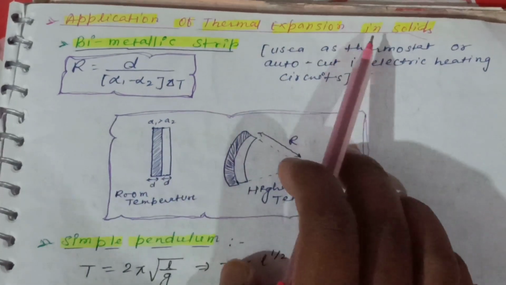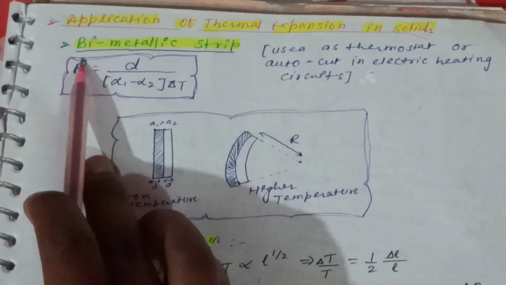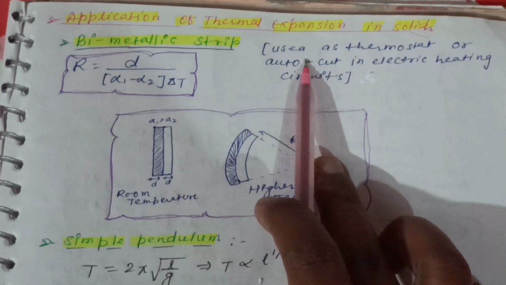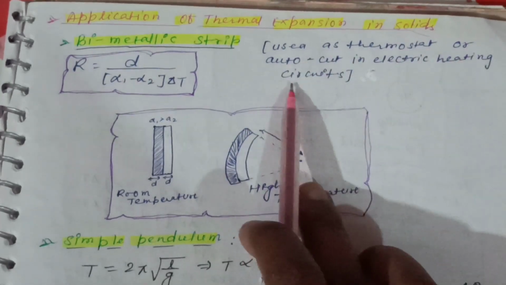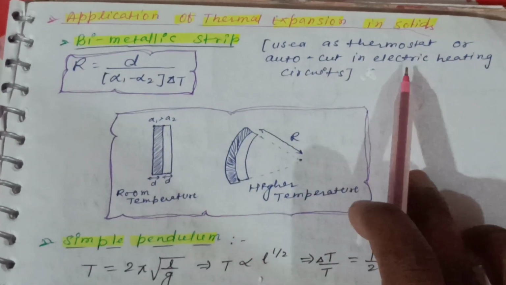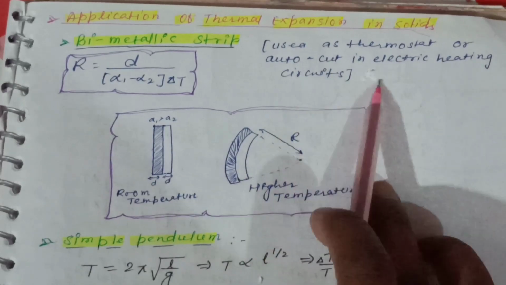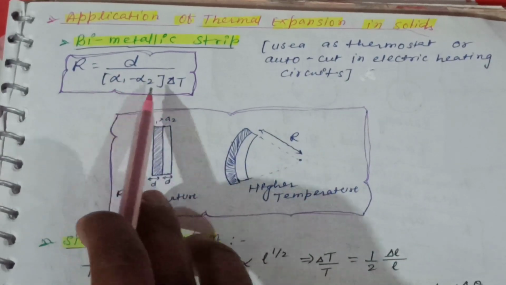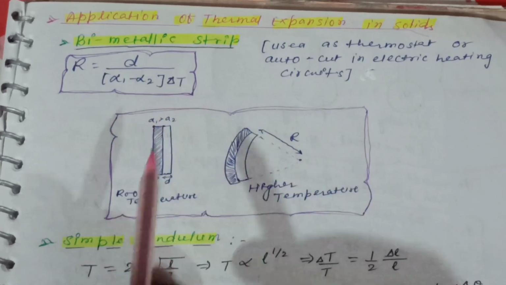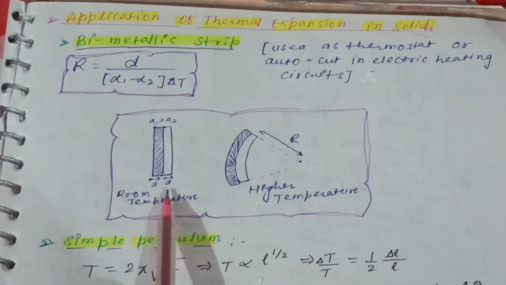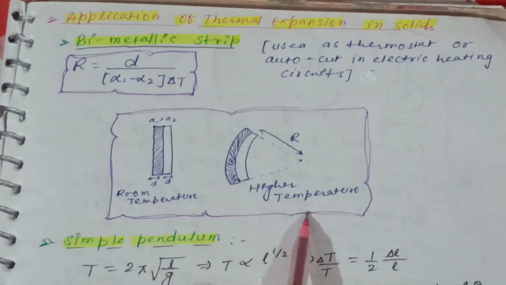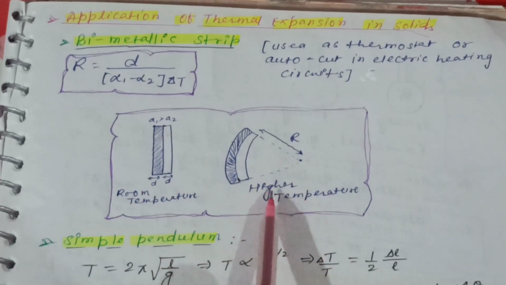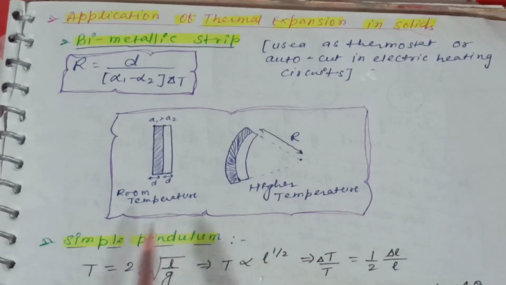Applications of thermal expansion in solids. Bimetallic strip, used as a thermostat or auto cut-off in electric heating circuits. R is equal to d upon (alpha 1 minus alpha 2) delta T. At room temperature, alpha 1 is greater than alpha 2. At higher temperature, the strip bends.